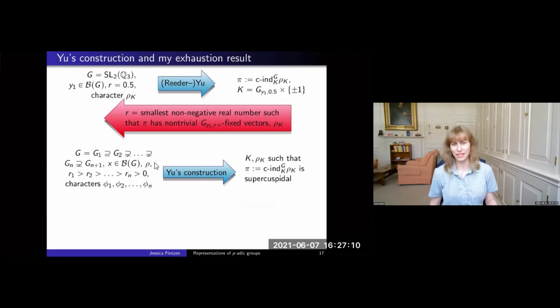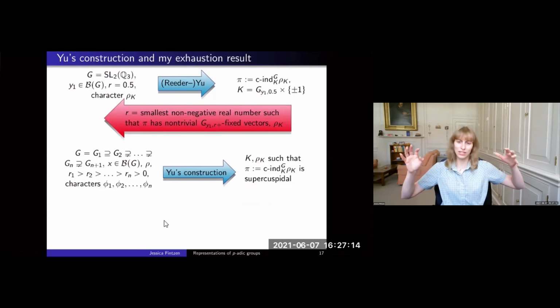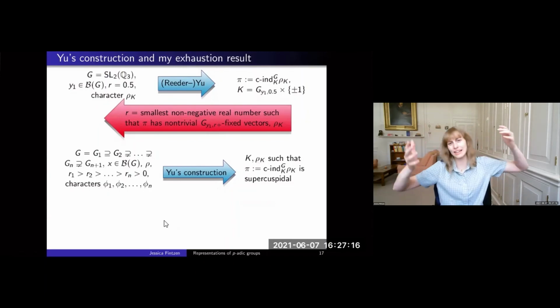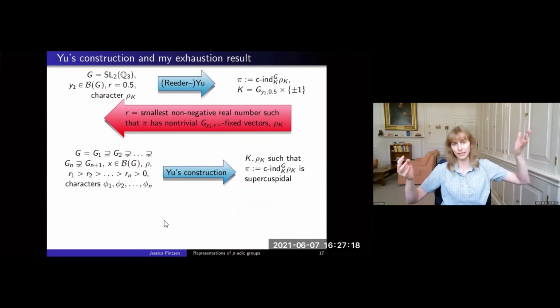And then we also have a depth 0 piece that we need to add in. So this rho K is really highly dimensional. So we glue everything together and make it slightly larger and slightly more complicated. But the idea is that we do it in such a way that if we compactly induce this representation, we obtain a super classical representation.